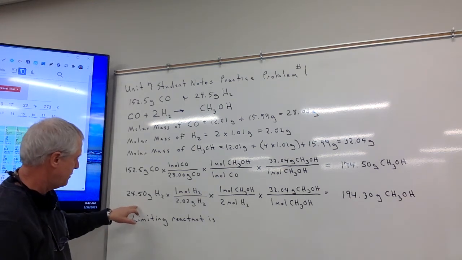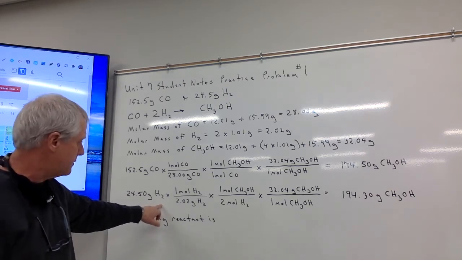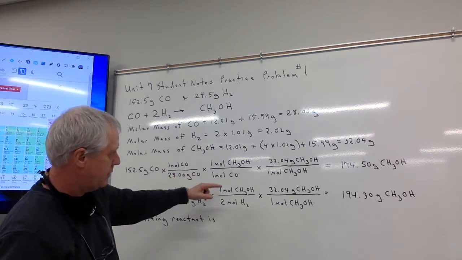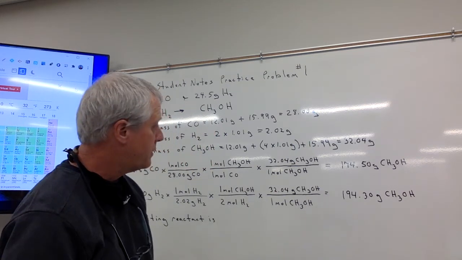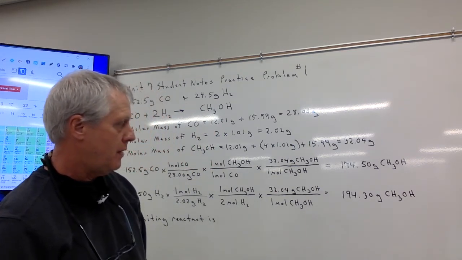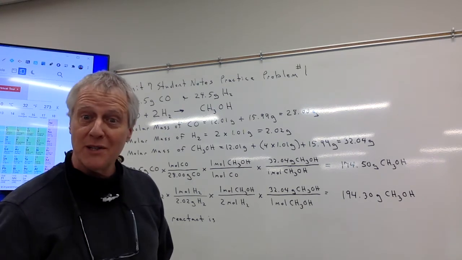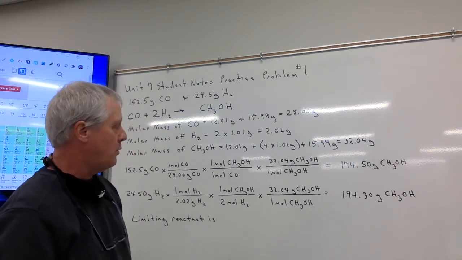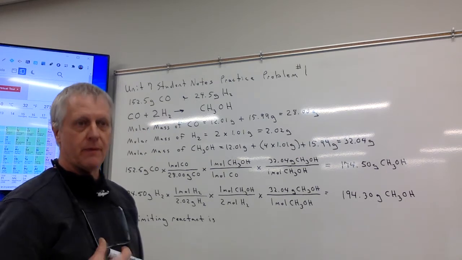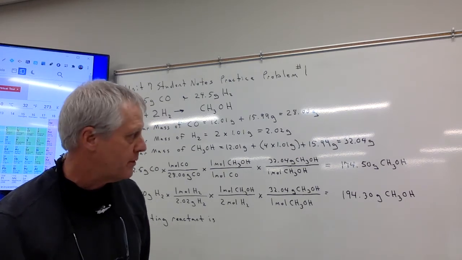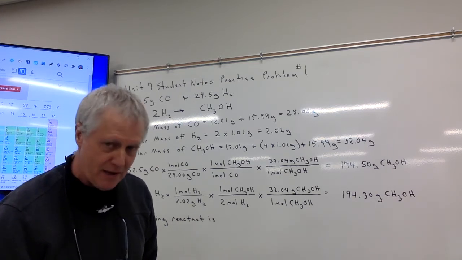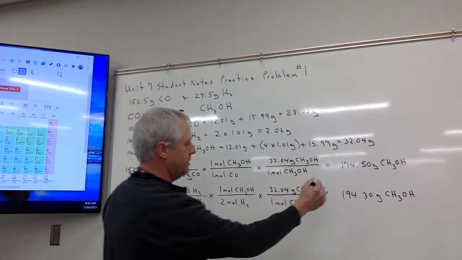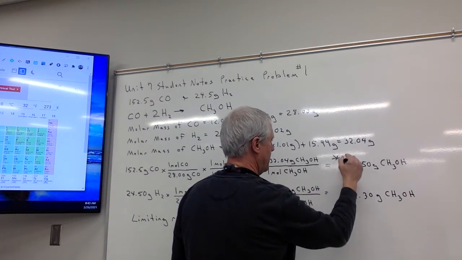Now the second mass problem starts with 24.5 grams of hydrogen gas. And then again, the dimensional analysis brings us across to a value of 194.30 grams of methanol. Okay, which one is the limiting reactant? What you always look for is the least amount of product formed. You can only form so much product. Which one is limiting that? It's the one that's the least. So this then becomes our limiting reactant.